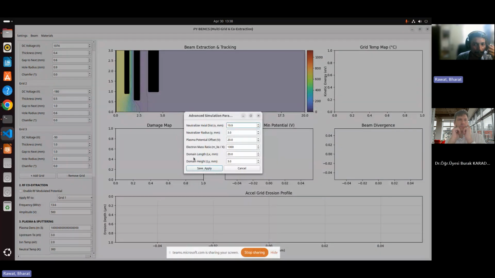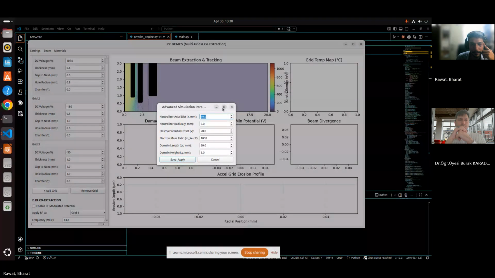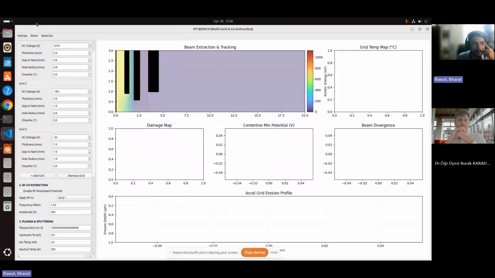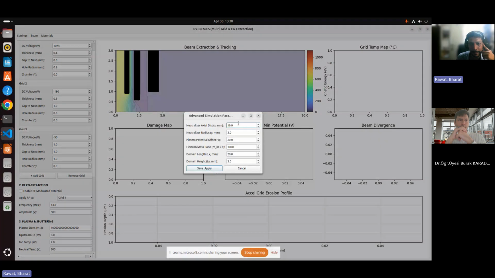Then in advanced parameters, you can define your neutralizer distance. Right now it's at the very end, almost at the end of the domain, but you can make it anywhere in between the domain as well. You can define the neutralizer radius. It's just a one-dimensional radius, so it's 3 mm. You can also change your plasma potential offset, which is used to define your Bohm velocity. You can change your electron mass ratio, so this is the mass of xenon divided by some factor x.